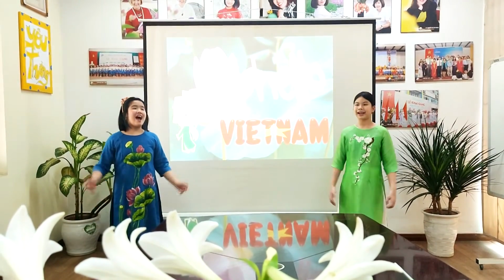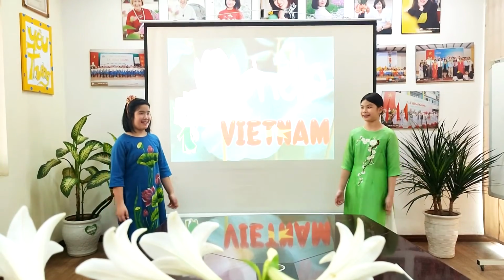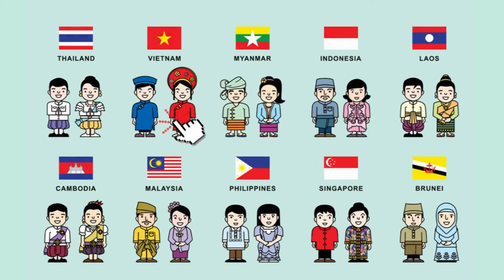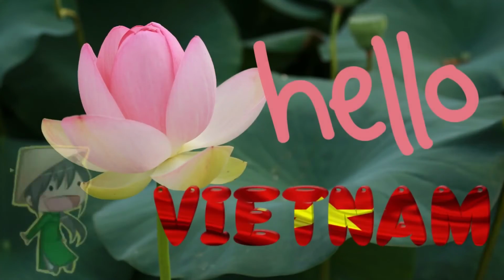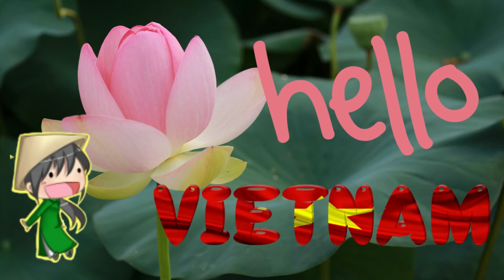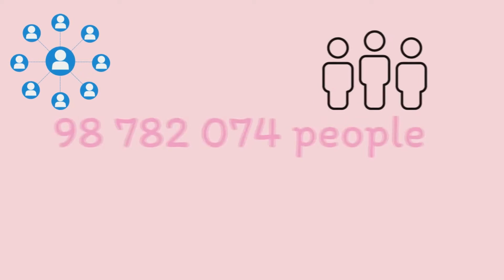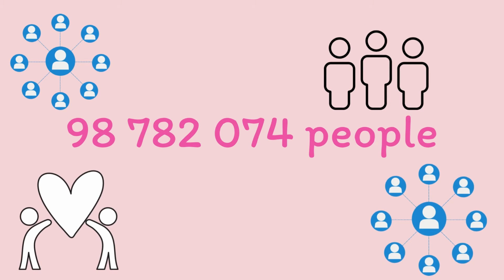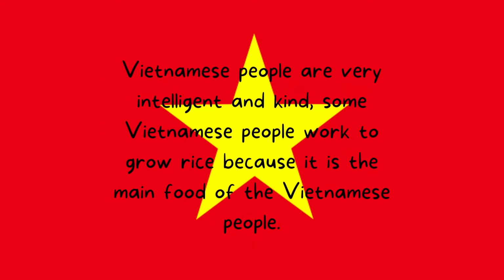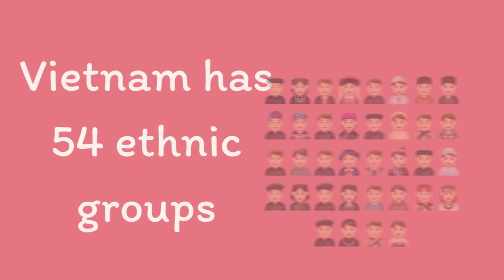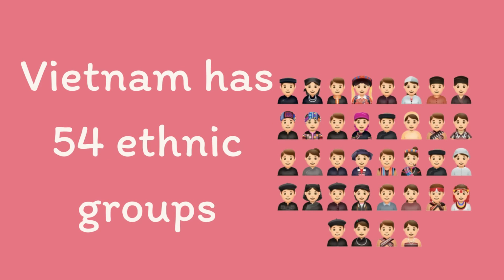Hello everyone. Today we will talk about Vietnamese people and Vietnamese áo dài. There are 98 million people in Vietnam. The Vietnamese people are very intelligent and kind. Vietnamese people work to grow rice because it is the main food of Vietnamese people. Vietnam has 54 ethnic groups.